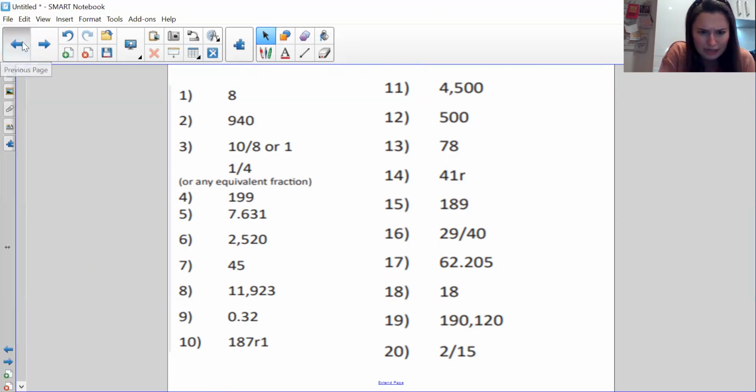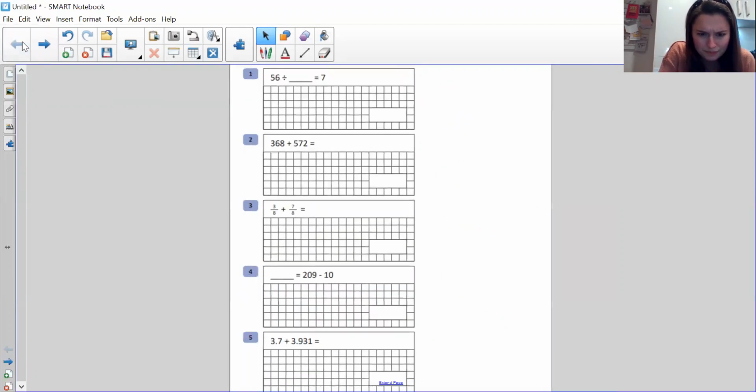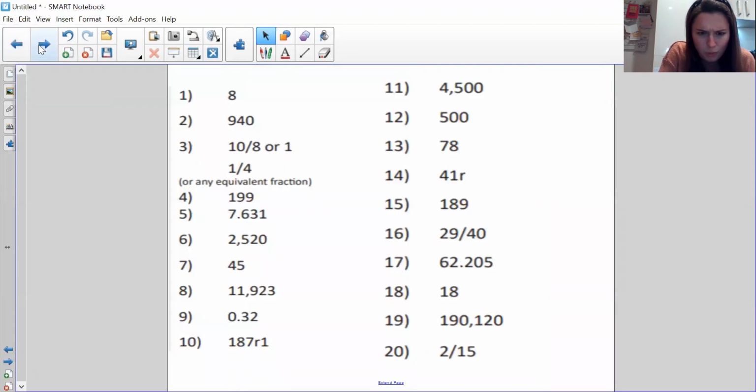And I've just seen for number 3, they've said 10 over 8 or 1, but that wouldn't be right. That would be 1 and 2/8 or 1 and a quarter. Oh, it's underneath, 1 and a quarter. Yes, it says that, or 1 and a quarter. So if you've got an equivalent fraction to that, you can mark that as correct as well. So pause the screen and you can mark your work.